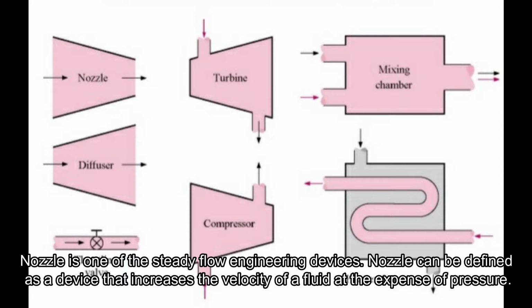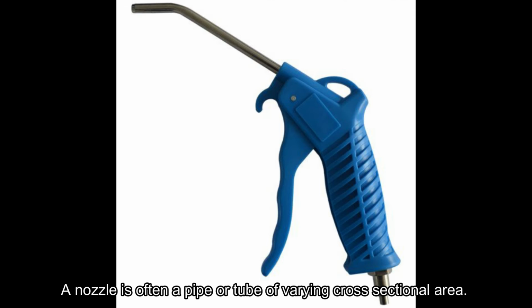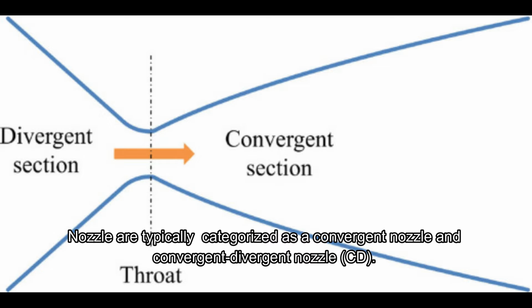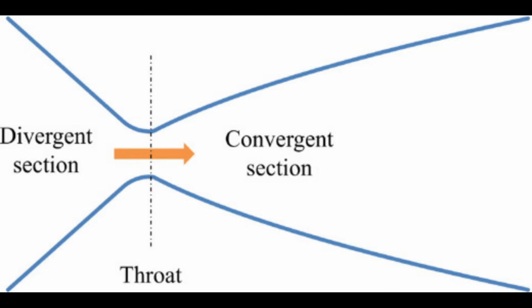Nozzle is one of the steady flow engineering devices. A nozzle can be defined as a device that increases the velocity of a fluid at the expense of pressure. A nozzle is often a pipe or tube of varying cross-sectional area. Nozzles are typically categorized as convergent nozzles and convergent-divergent nozzles.